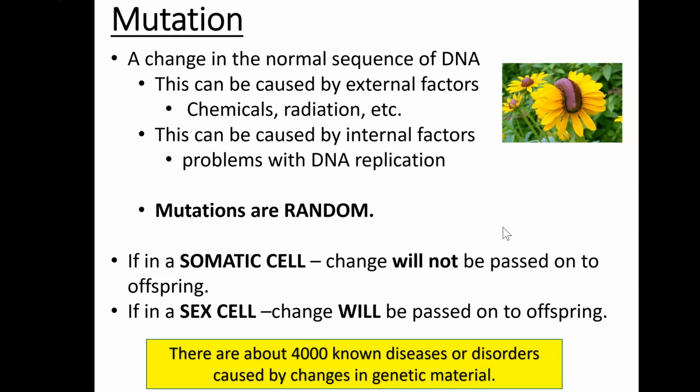Okay, so there are about 4,000 known diseases or disorders caused by changes within genetic material. And these changes are sometimes very, very minute, or they can be complete. Remember when we talked about DNA being made up of those nucleotides that have the nitrogenous bases, for example, thymine, cytosine, and guanine.